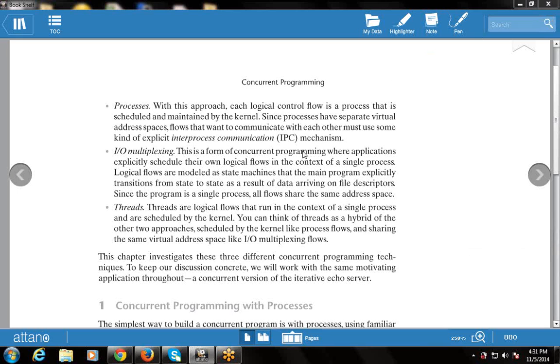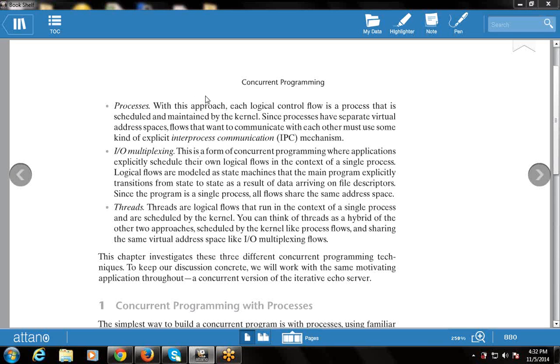So these are the three methods, and these three topics are covered in detail in this chapter. First with processes, the next part is with input-output multiplexing, and the next part is with threads. That's all that is covered in this chapter.